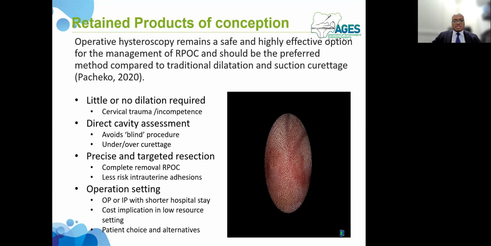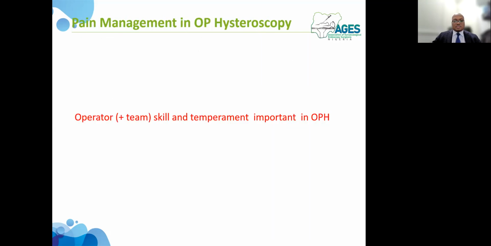The operation setting is important, and this can be done either in the office or in the inpatient, but with shorter hospital stay. I'm aware of cost implication, especially in low resource setting. However, patient choice and alternative has to be considered.